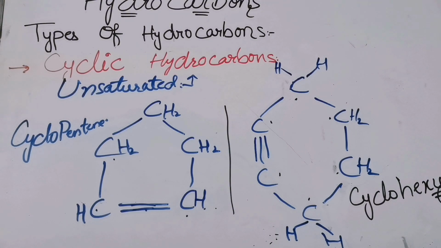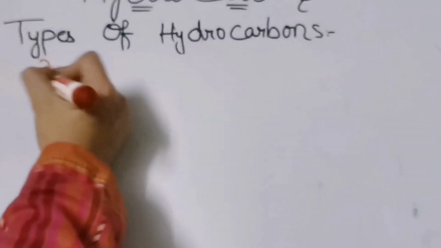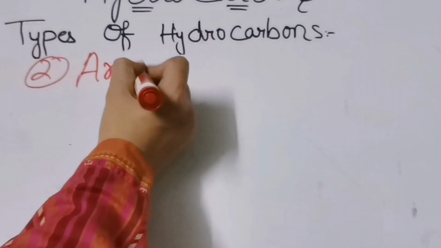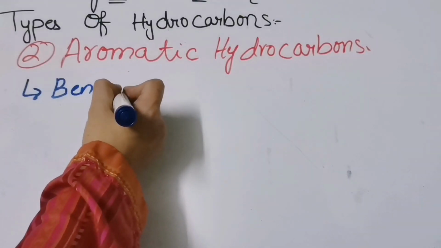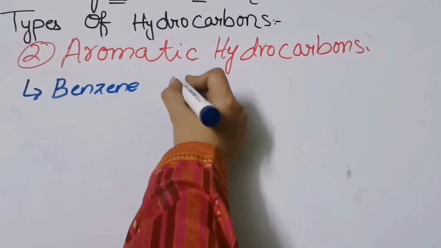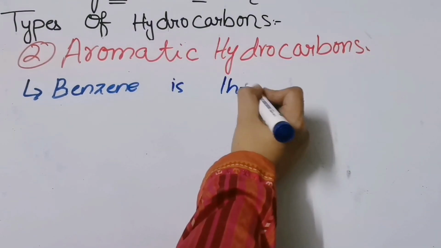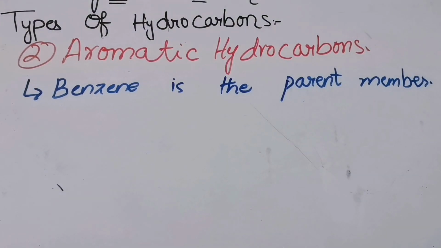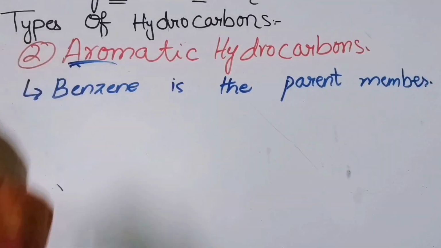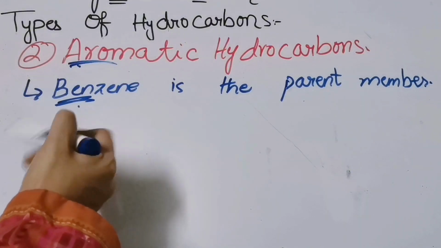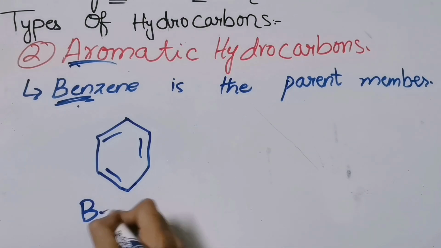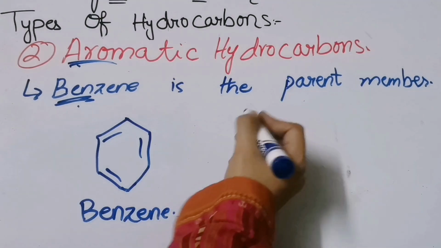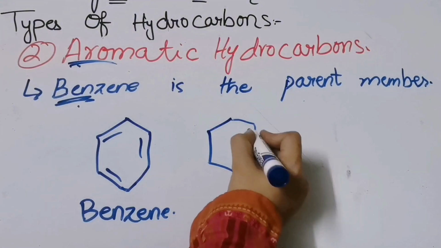Now let us go towards the aromatic hydrocarbons. Now the second type is aromatic hydrocarbons. In this case we say that benzene is the parent member, means that in all the compounds that we will study in aromatic hydrocarbons will have benzene in their structure. Now what is the structure of benzene? Let us see. Benzene.